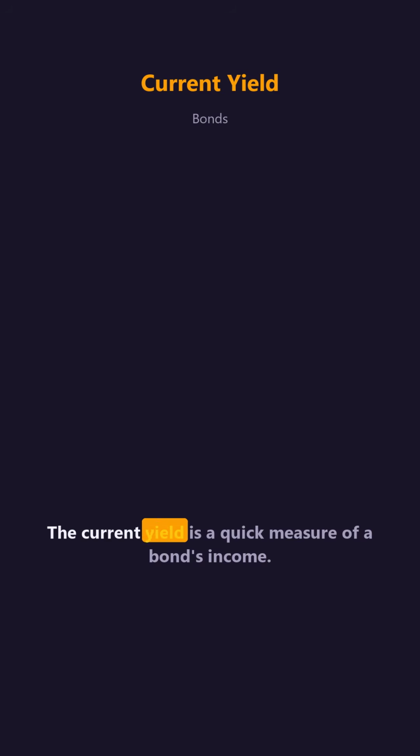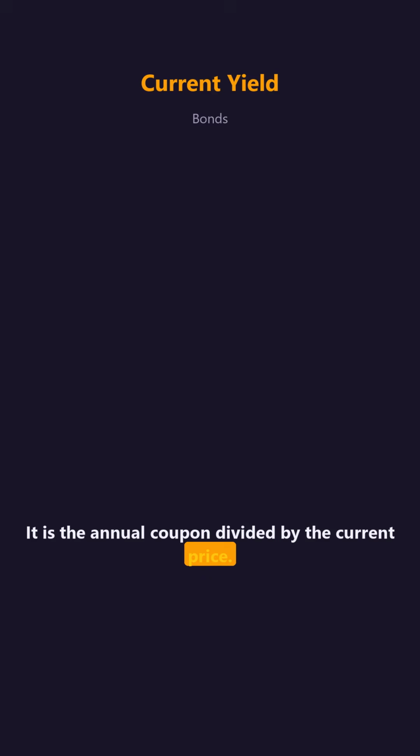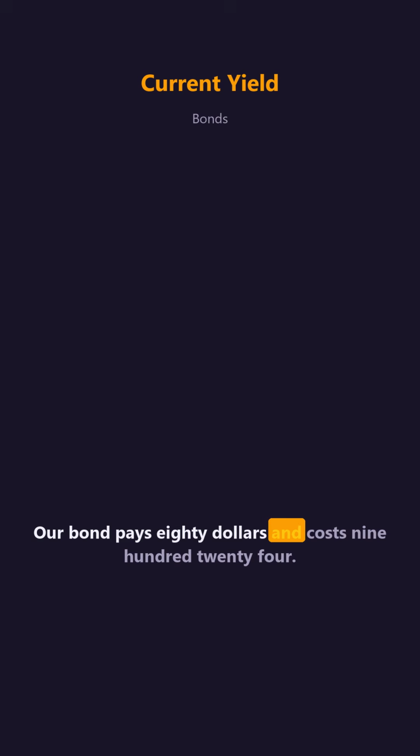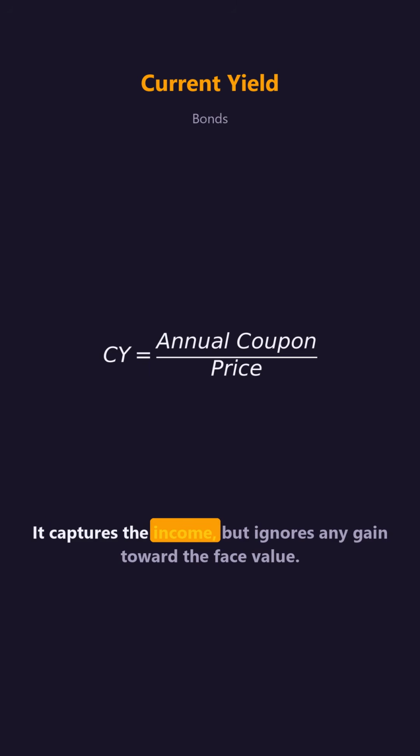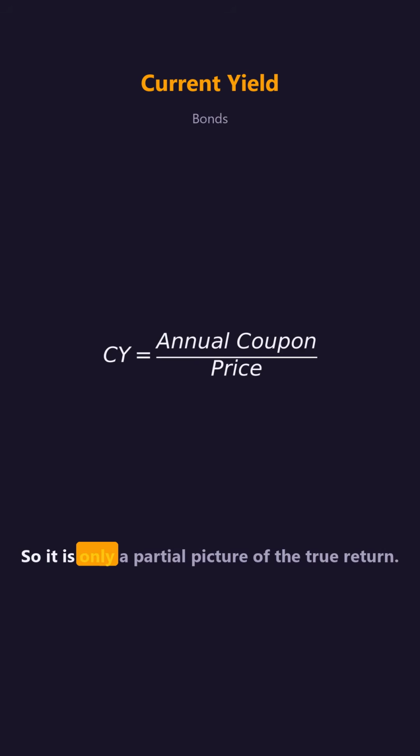The current yield is a quick measure of a bond's income. It is the annual coupon divided by the current price. Our bond pays $80 and costs $924. 80 over 924 is about 8.66%. It captures the income, but ignores any gain toward the face value. So it is only a partial picture of the true return.